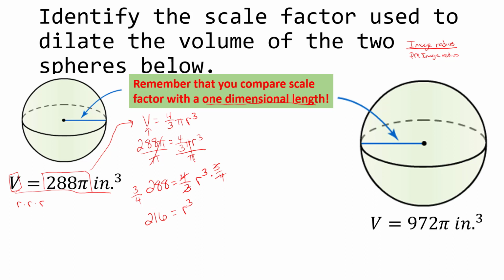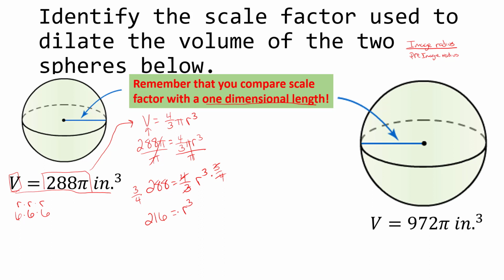Now, in a typical year, by now we would be working on memorizing our perfect cubes. We've let up just a little bit this year. So we're working on our squares, and you are just now starting to learn your cubes. As such, this may not be a number that you recognize, but I do. I recognize that 6 times 6 times 6 is 216.